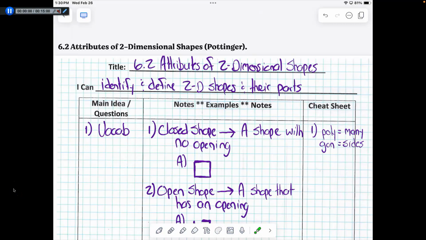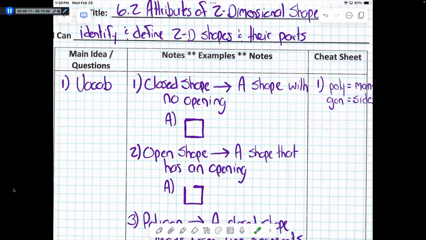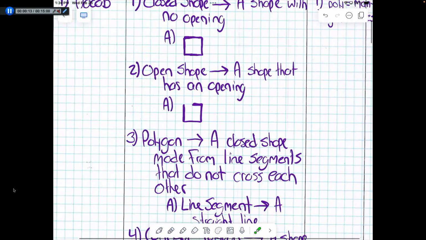Afternoon, Pottinger class. We finished attributes of two-dimensional shapes, which is lesson 2 of chapter 6. Can you identify and define 2D shapes and their parts? Yes. All right, closed shape and open shape, and I'm going to talk about them. You guys can figure out what they are. You know what they are just based on their name.